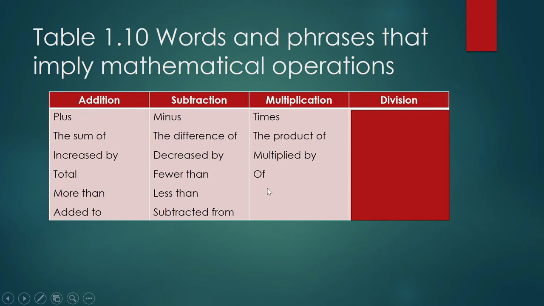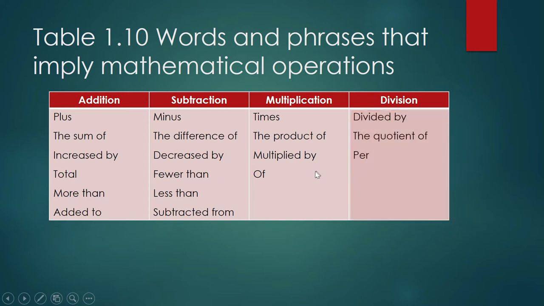So let's say, for example, you say 20% of 200. So what is 20% of 200? What you do is 0.2 times 200 and it will give you 40. So of implies multiplication. How about division? Well, divided by, the quotient of. What about per? Per is something like this: 40 kilometers per hour or 50 kilometers per 2 hours. So there is an element of division there. Per.